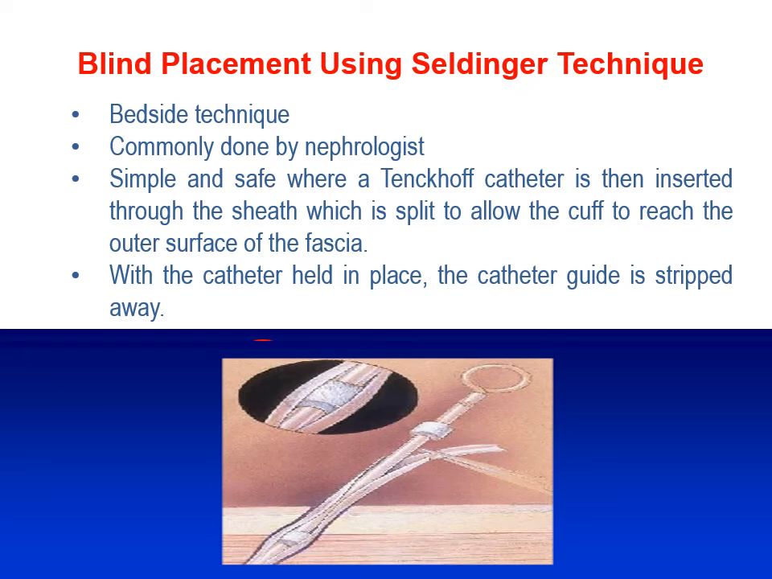As you can see here, you will strip it and push the catheter. You will strip it from here, and then you can push the catheter. It will be just over the anterior rectus sheath in place.